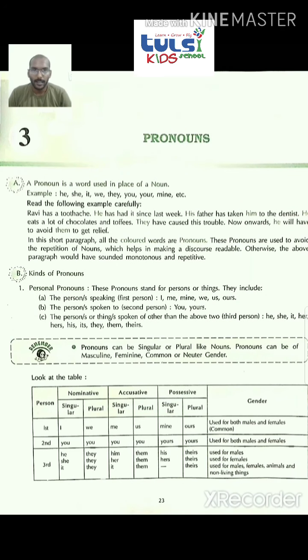And look at the table in your textbook. Nominative means subject pronoun. I, we are singular and plural of first person, you is singular and plural of second person, he, they are singular and plural of masculine third person, she and they are feminine singular and plural of third person, it and they, this is singular and plural of third person.